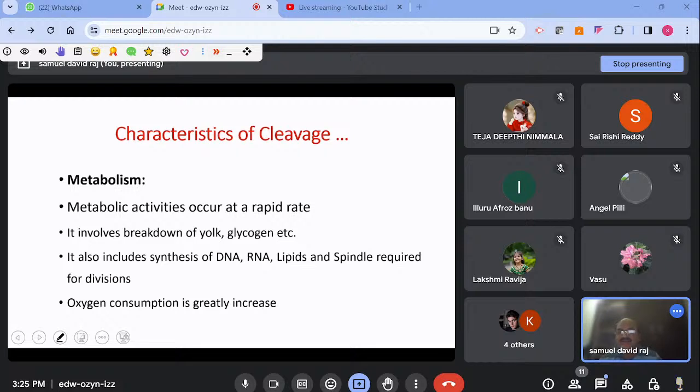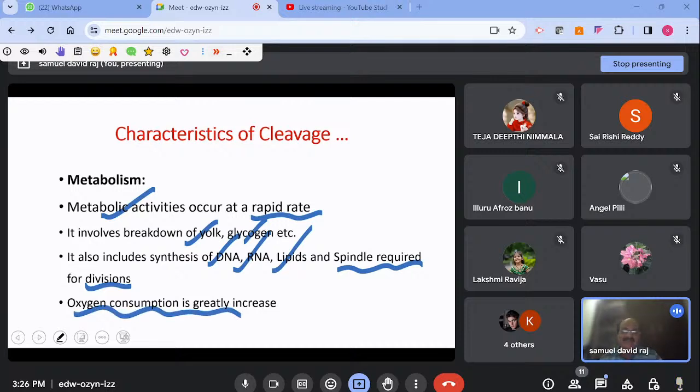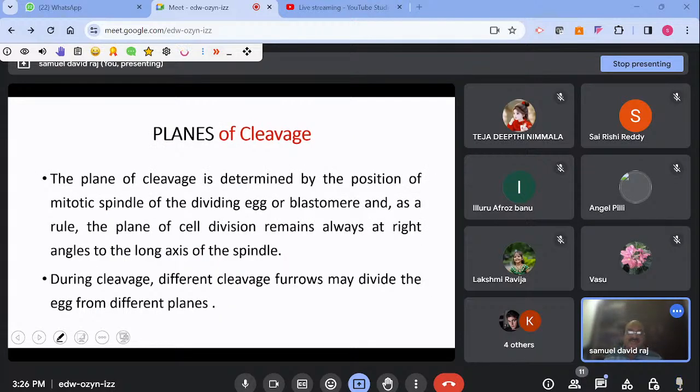And another aspect is metabolism. Metabolic activities occur at a rapid rate because a lot of energy is required, hence metabolism has to take place, which involves breakdown of yolk, glycogen, etc. At the same time, for each division, S phase is said to be present between each successive division. So DNA synthesis continues, RNA synthesis continues, lipid synthesis also continues. And here, the spindle required for divisions also is formed simultaneously. In order to enhance the metabolism, oxygen consumption is also increasing greatly. These are the characteristics of cleavage.